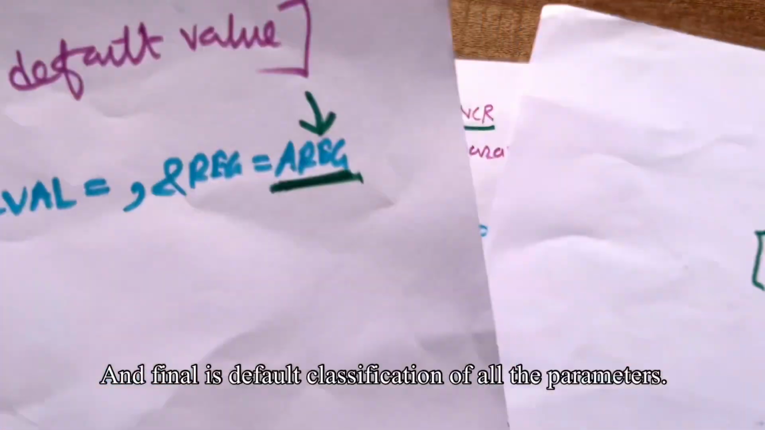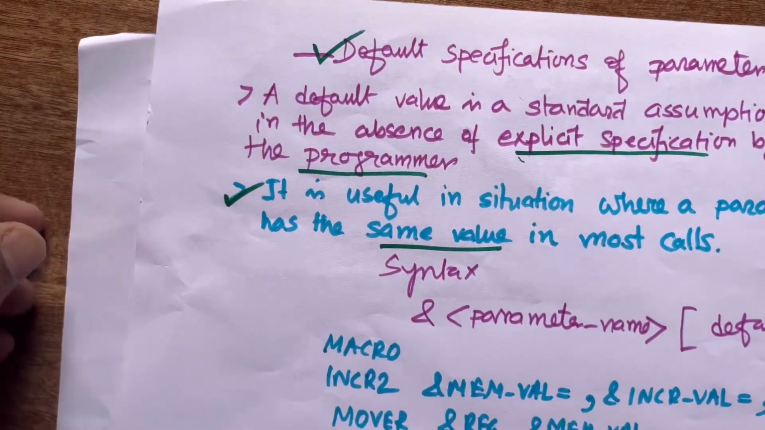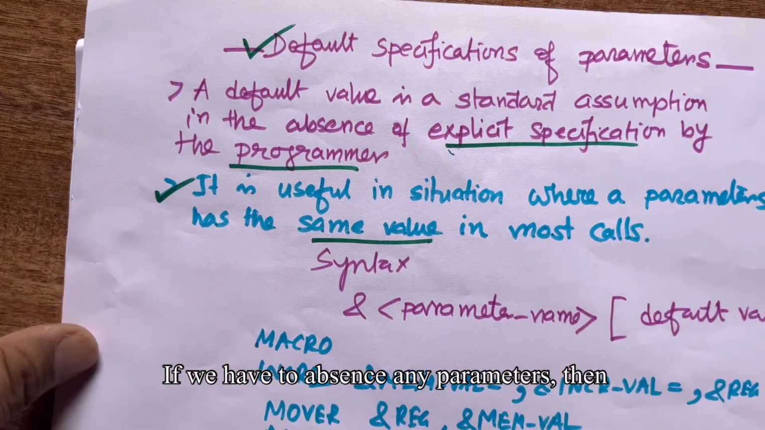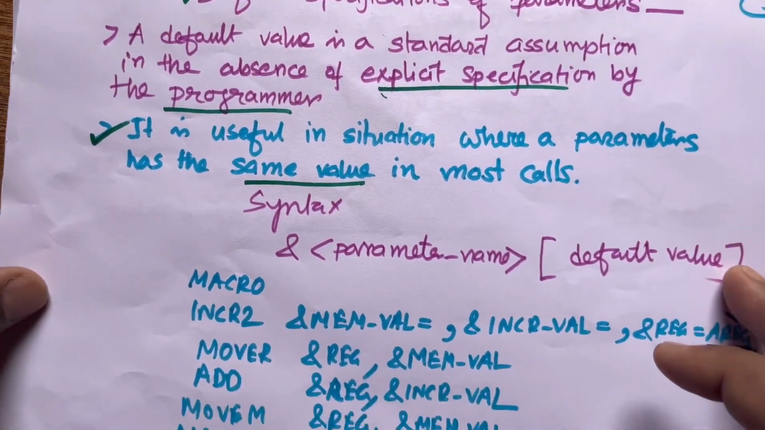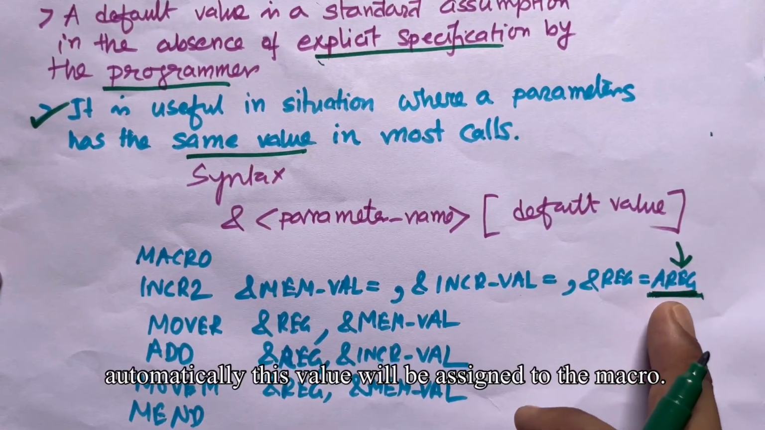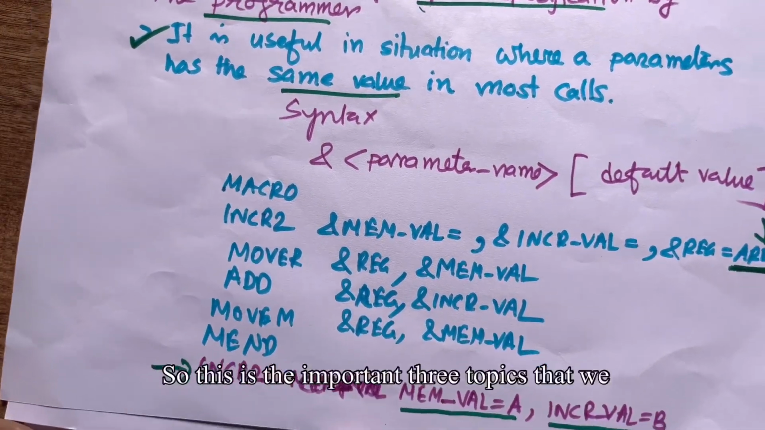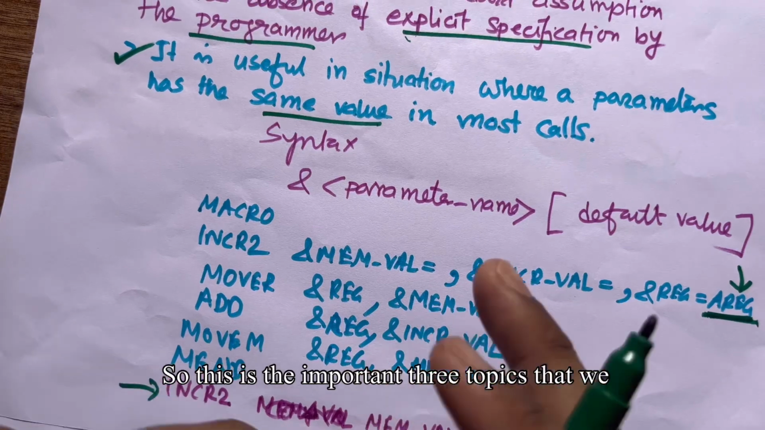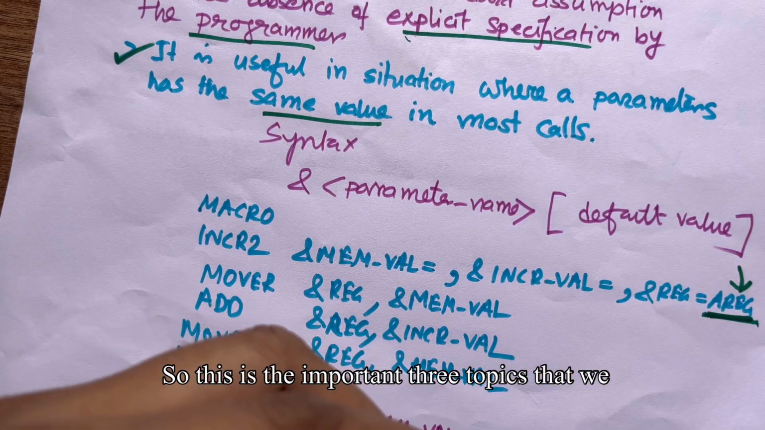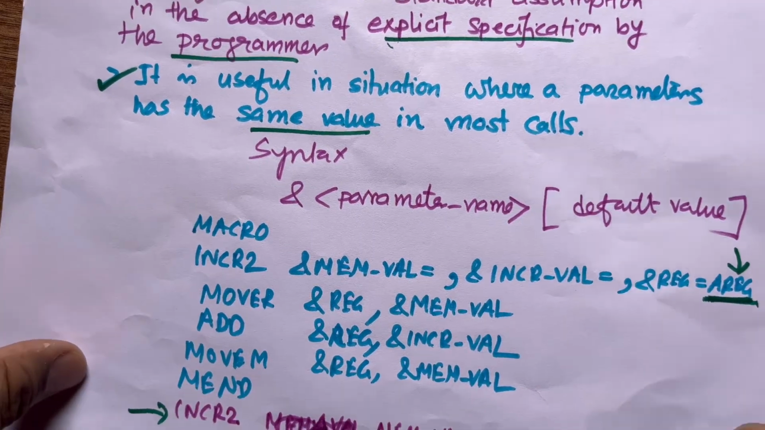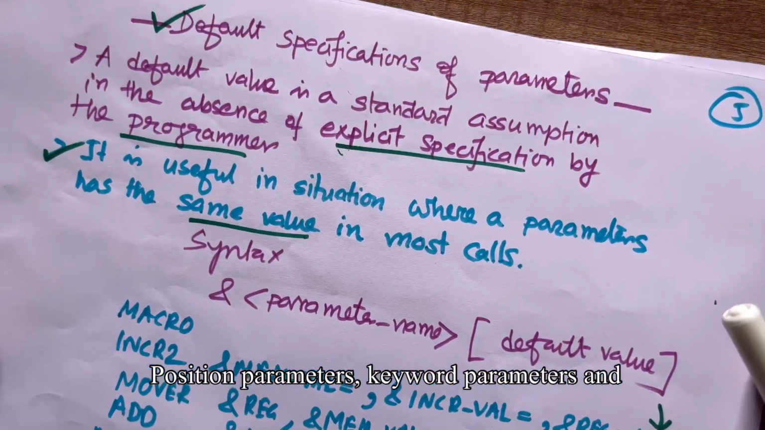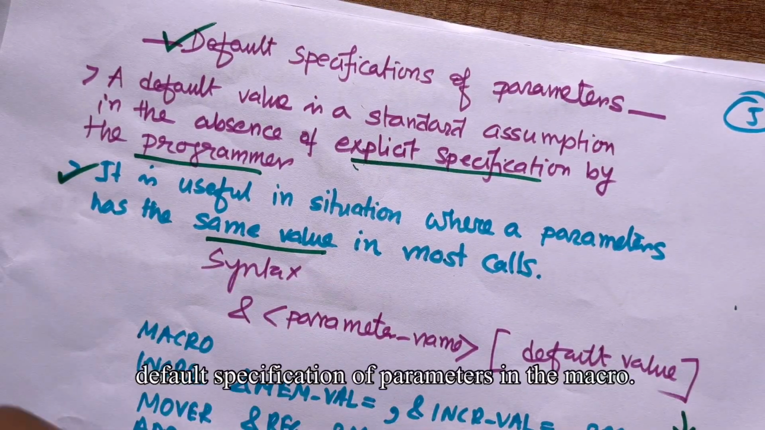And the final one is default specification of argument parameters. যদি আমরা কোনো প্যারামিটারের ভ্যালু অ্যাবসেন্ট রাখি, তখন ম্যাক্রোর মধ্যে যে ভ্যালুটা অ্যাসাইন করা থাকবে, সেই ভ্যালুটা অটোমেটিক্যালি নিয়ে কাজ করবে। সো দিস ইজ দ্য ইম্পর্টেন্ট থ্রি টপিকস যেটা আমি এখানে ডিসকাস করলাম: পজিশনাল প্যারামিটার্স, keyword parameters and default specification of parameters in the macro.